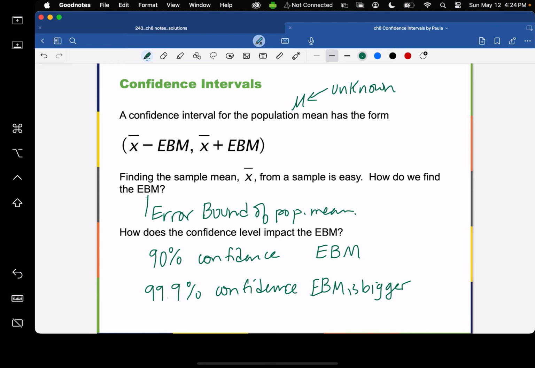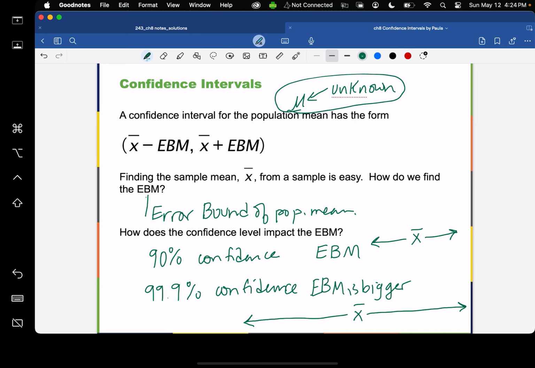So here's your X bar, and you might have a certain EBM that you go plus or minus, but when you're trying to be even more confident, you have to cast a wider range of values, because that's how you can become more confident that you've captured the elusive and unknown population mean. So a bigger level of confidence requires a larger EBM, error bound.